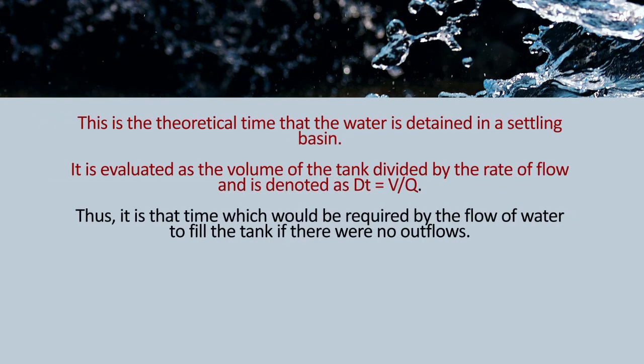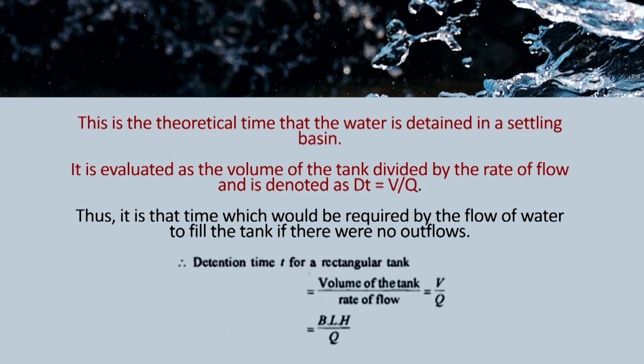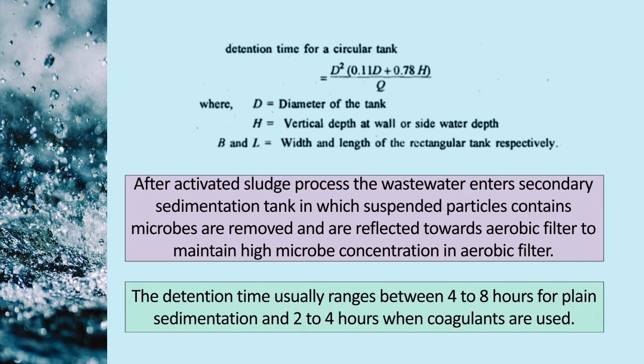Detention time. This is the theoretical time for which the water is detained in a settling basin. It is evaluated as the volume of the tank divided by the rate of flow and it is denoted as DT, which is equal to V divided by Q. Thus it is evident that it is the time which would be required by the flow of water to fill the tank if there were no outflows. So detention time T for a rectangular tank is equal to V upon Q, which is equal to B L H upon Q. Detention time for a circular tank is equal to D squared into (0.11 D plus 0.78 H) divided by Q. Here D is the diameter of the tank, H is the vertical depth at the wall or side water depth, and B and L are the width and length of the rectangular tank respectively.